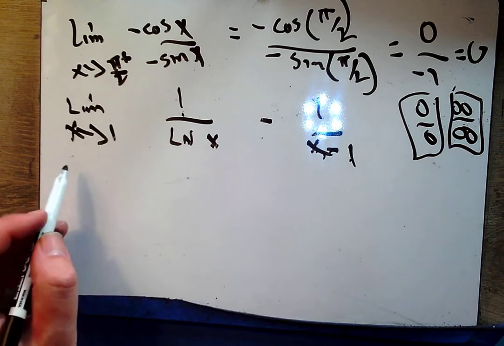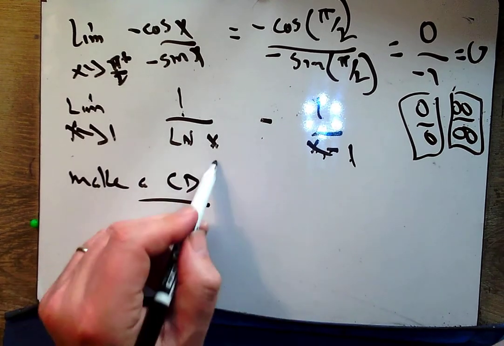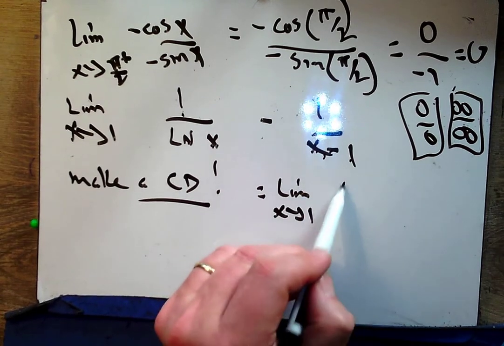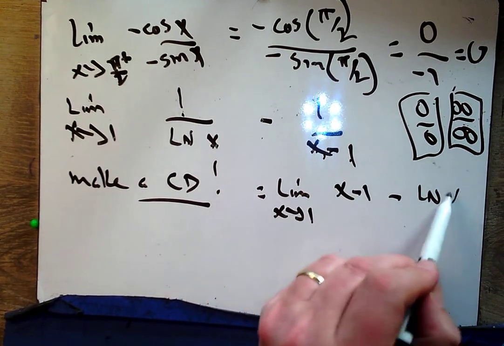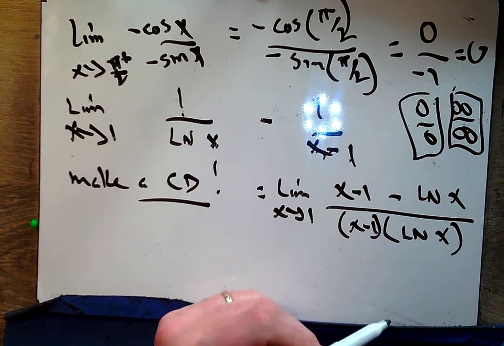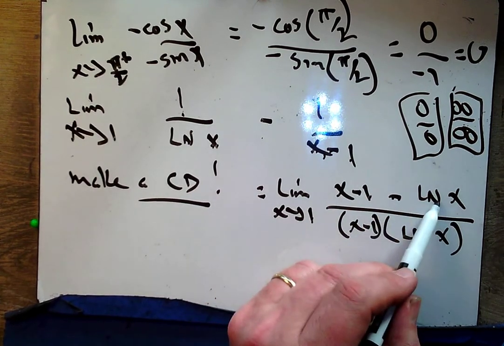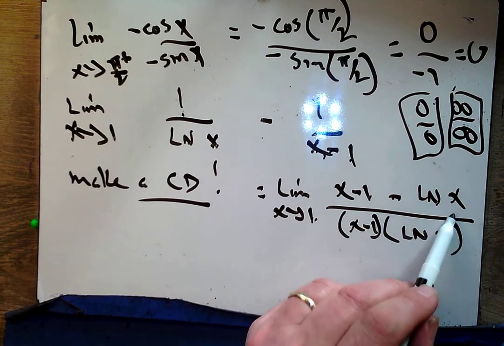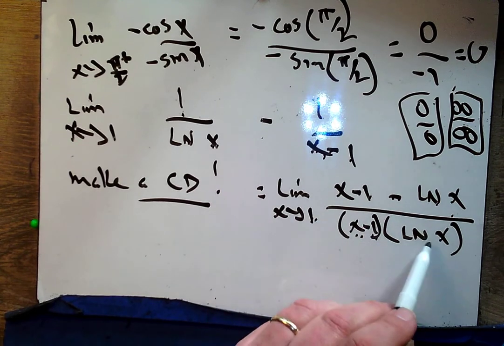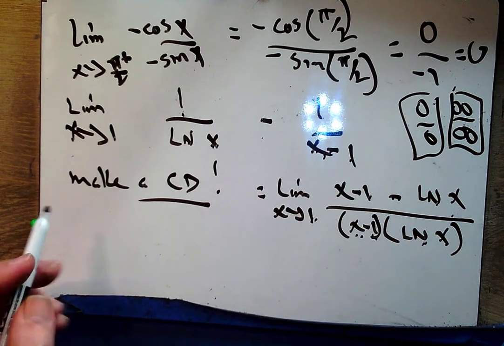And so a strategy that often works is make a common denominator. So now I'm going to have the limit as x heads to 1 of x minus 1 minus ln of x over x minus 1 times ln of x. Okay, so what happens here? 1 minus 1, 0, minus ln of 1. ln of 1 is 0. So we have 0 minus 0 or 0 on top. 1 minus 1, 0. ln of 1, 0. 0 times 0 is 0. 0 on the bottom. And 0 over 0.